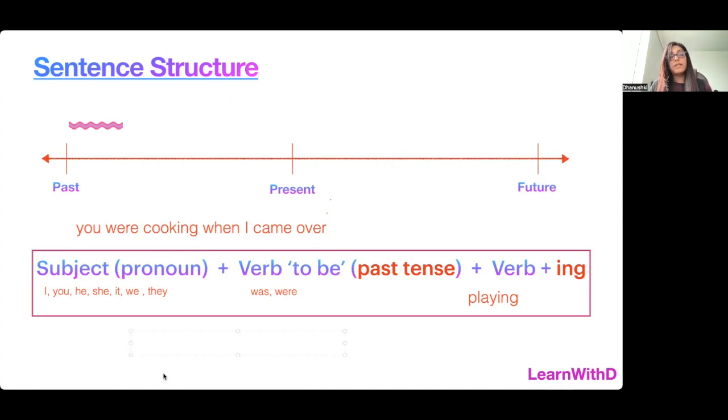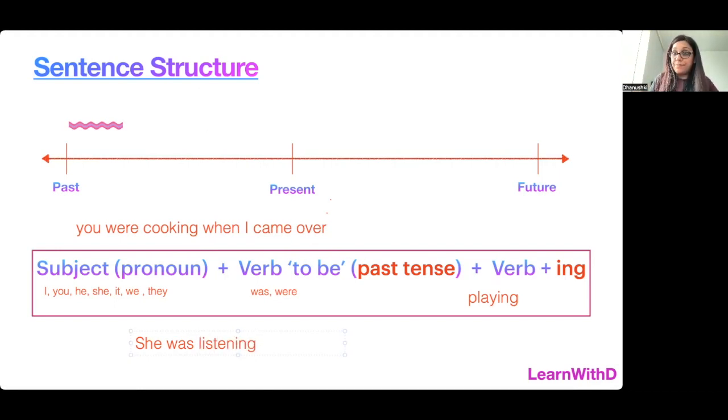Let's look at another example. Let's use she. What is the verb to be for she in past tense? She was. Very good. She was, let's say, listening.